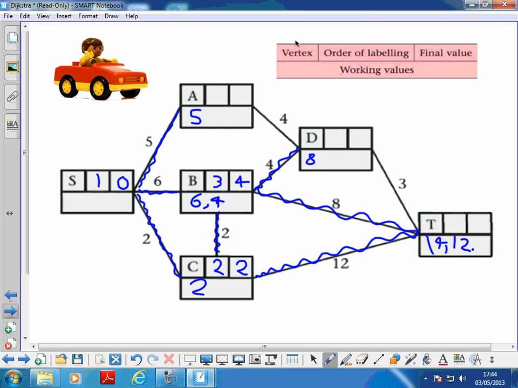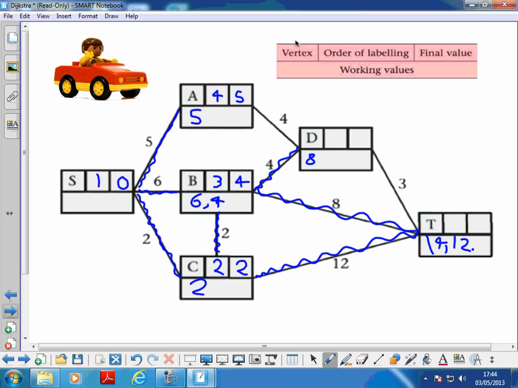What number are we on? How many have we done? What order of labelling are we on? Oh, we're on the 4th, you're right. We've got S first, then C second, then B third, and now we're on the 4th. So A has order of labelling 4, because it comes after B, which was third. And the final working value for A is 5. That's the absolute quickest we can get to A, is 5. So 5 goes in the final thing.